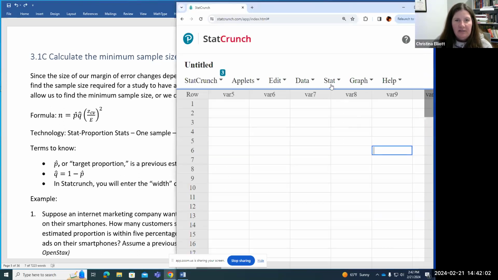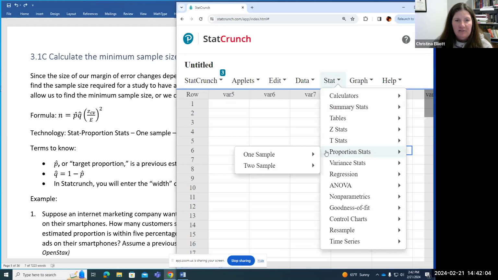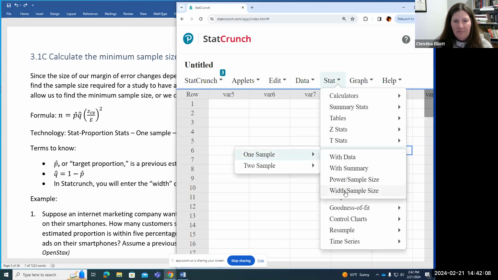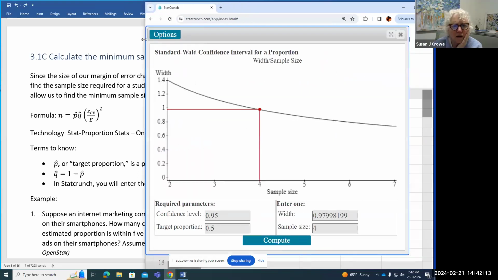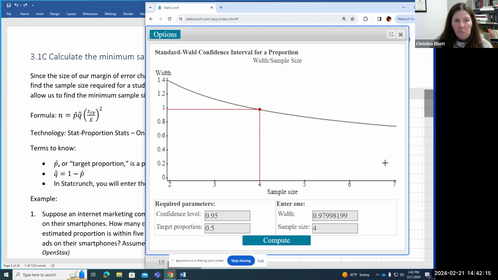If I go to Stat, Proportion Stats, One Sample, With Sample Size is the last option there. We were using With Summary earlier when we were calculating confidence intervals, but now we're going to that last one with sample size. And down here at the bottom is where I'm going to enter my information.